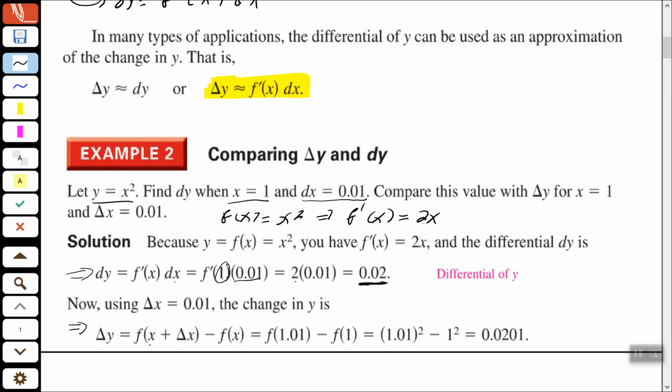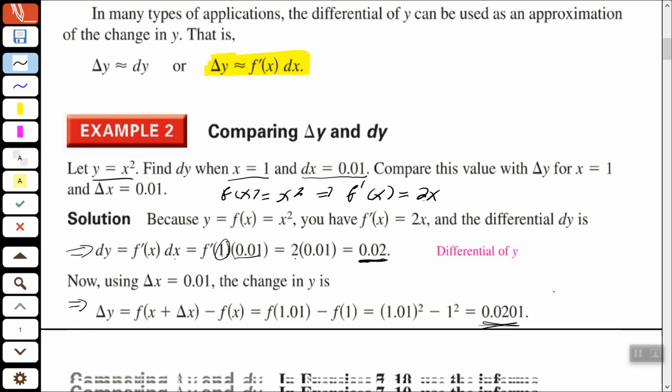The change in y is f of (x plus delta x) minus f of x. So x plus delta x. x is equal to 1, delta x is equal to 0.01. So that's 1 plus 0.01. That's where the 1.01 comes from. Minus f of 1. 1.01 squared from the original function, f of x equals x squared. 1.01 squared minus 1 squared equals 0.0201, which is very close to 0.02.